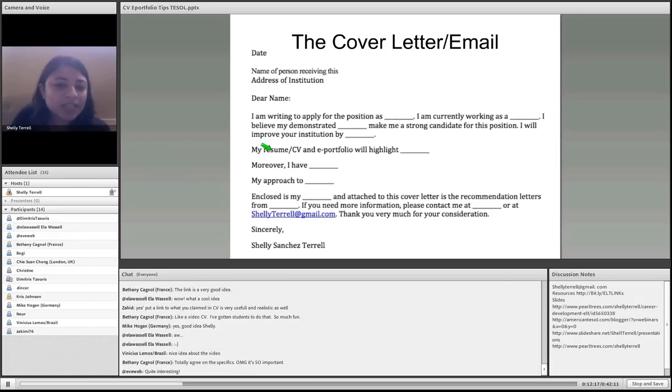My resume and ePortfolio will highlight. Well, this is where, okay, you're telling them these are the 3 or 4 points. They say in a presentation, people walk away with 3 to 5 points at the most. So you want to give them 3 or 5 points that you're saying, this is what I want you to zone in on in my portfolio. Because really what they're going to do is they're going to go, see, I am in a cafe, you can see, because I have this and this.